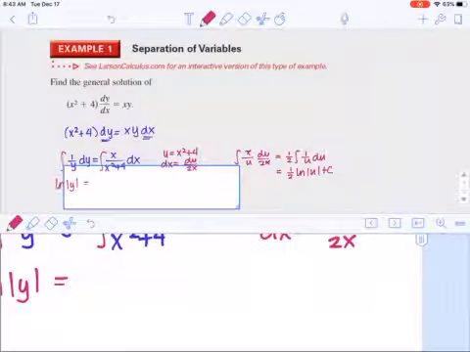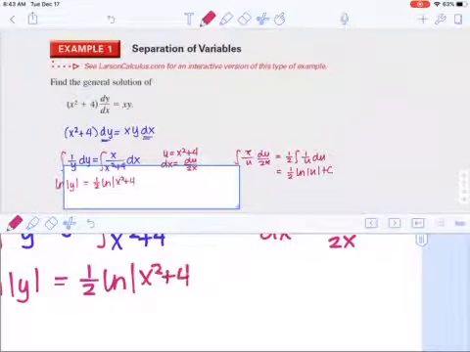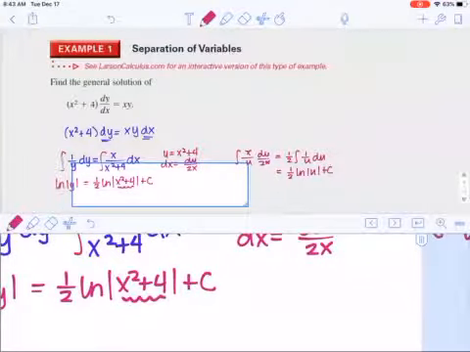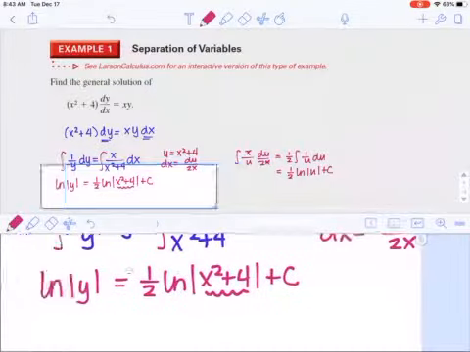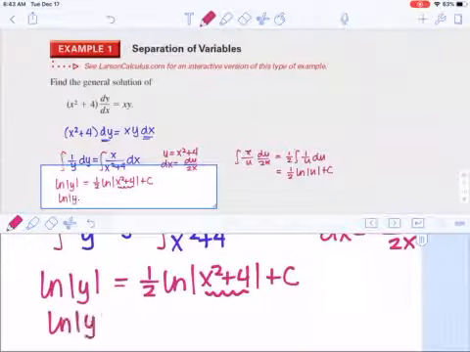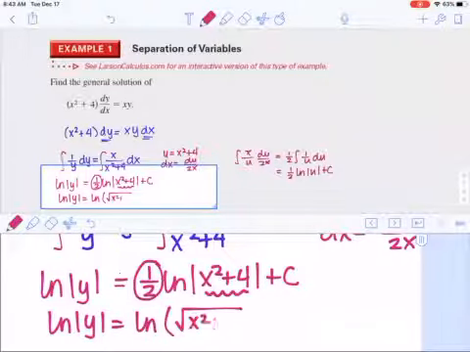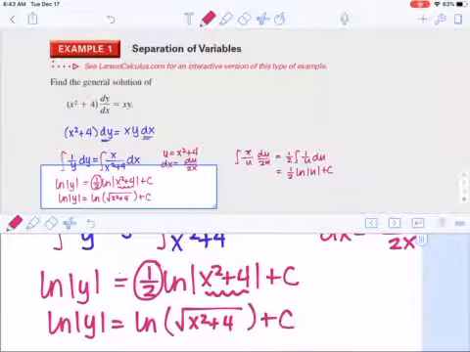Remember, when I bring it back, I need to take it back to x's, so this is going to be 1/2 natural log absolute value of x squared plus 4 plus c. Okay, one thing to note, this quantity is always going to be positive, so I don't really need the absolute value sign. Okay, and I might start looking at ways that I could combine it as much as possible. And so one thing that I know that I could do is write this as natural log absolute value of y equals, and taking this back as an exponent inside the natural log. So the natural log of the square root of x squared plus 4 plus c. And I think the easier you can make this, the better off you will be, okay?